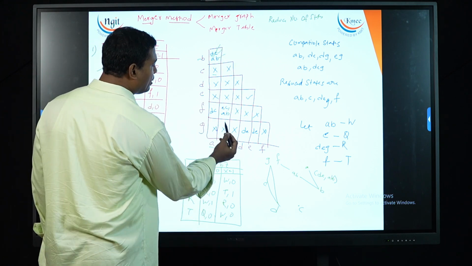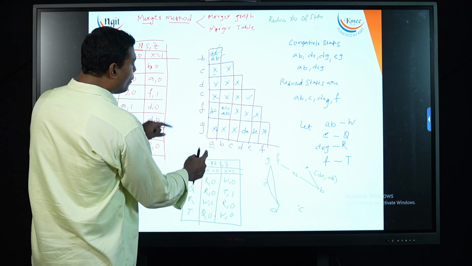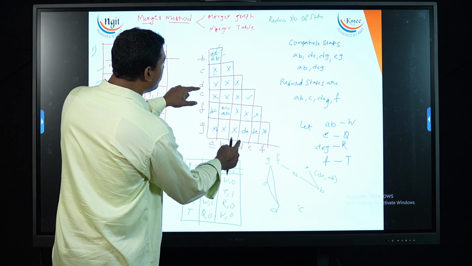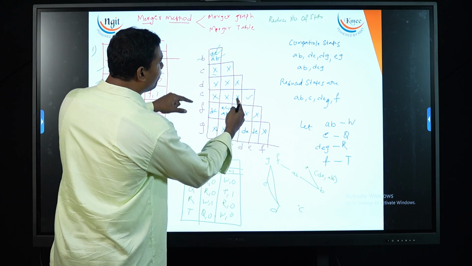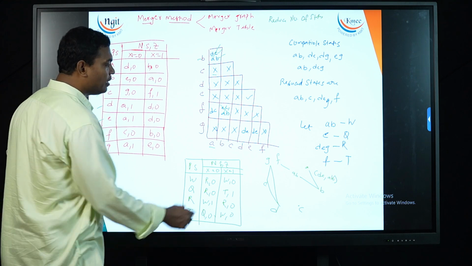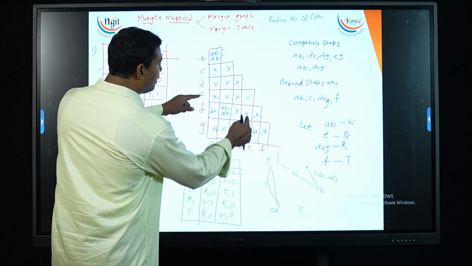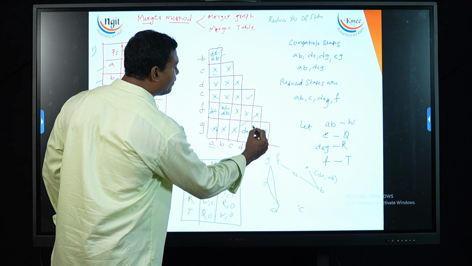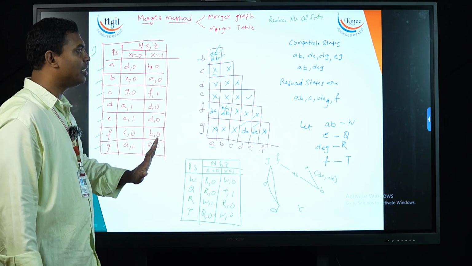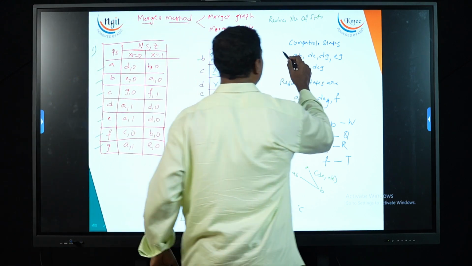Now next, I need to check for E and C, and A and B. E along with C: there is no compatible state, so I am removing this. Next, D along with E. You can see both are compatible, so I am marking with tick marks. Once you are done with this, I need to mention my compatible states.